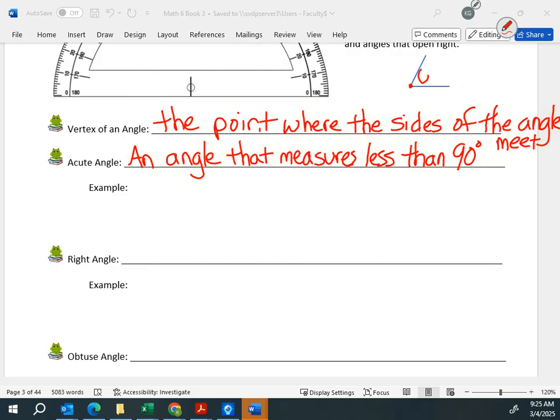So this angle that we measured to be 60 degrees would be acute. It's nice and little. If we were to draw an example, we would want it to be less than 90 degrees. If it is a 90 degrees, it goes straight up and straight across. That would be 90 degrees. So acute is going to be smaller than that.